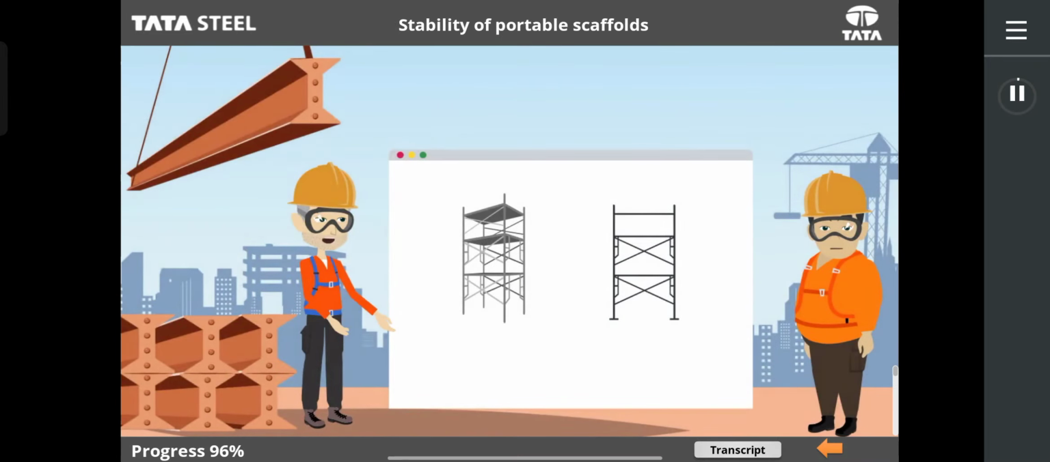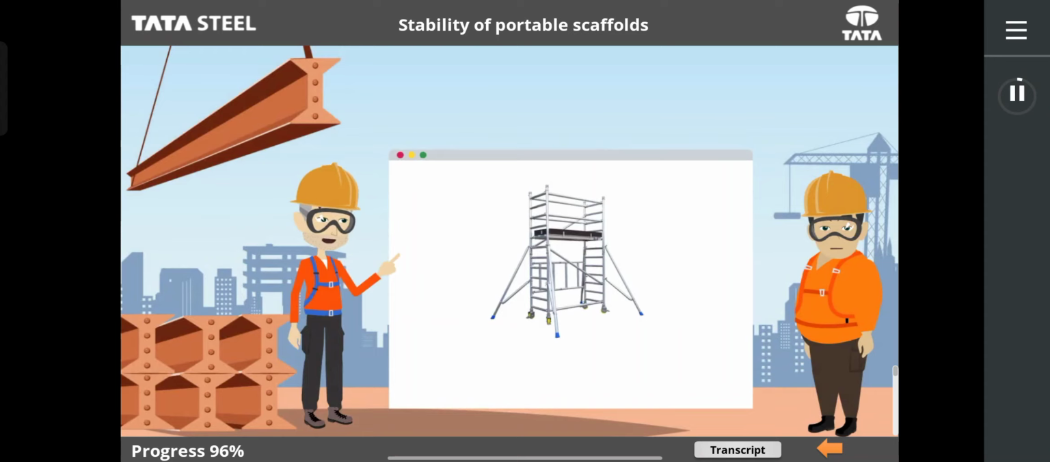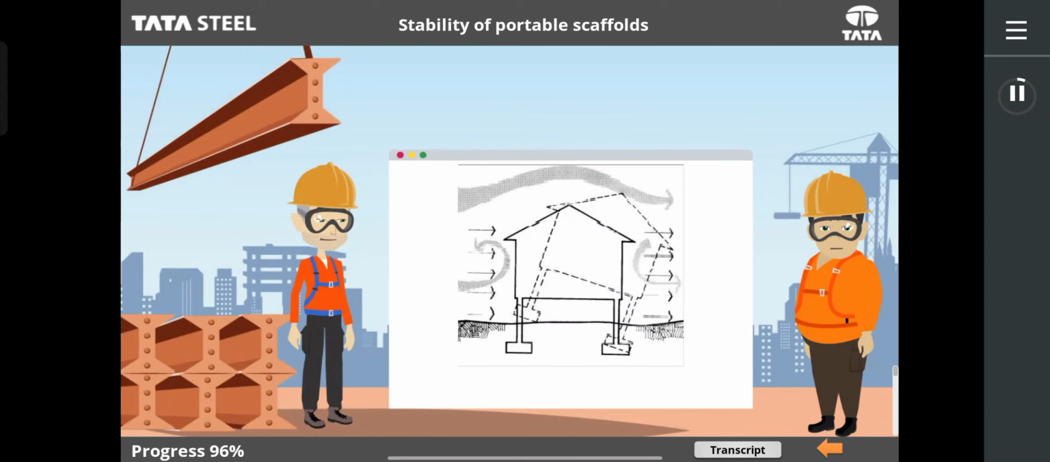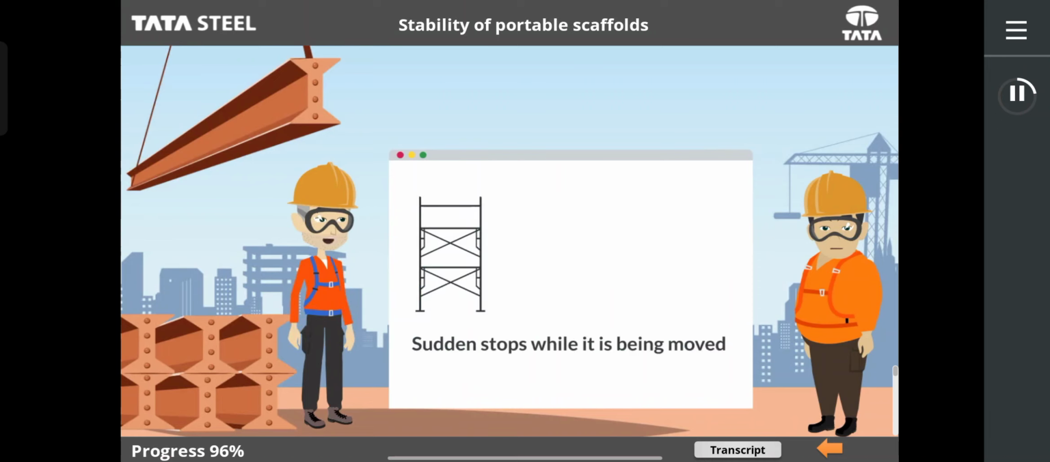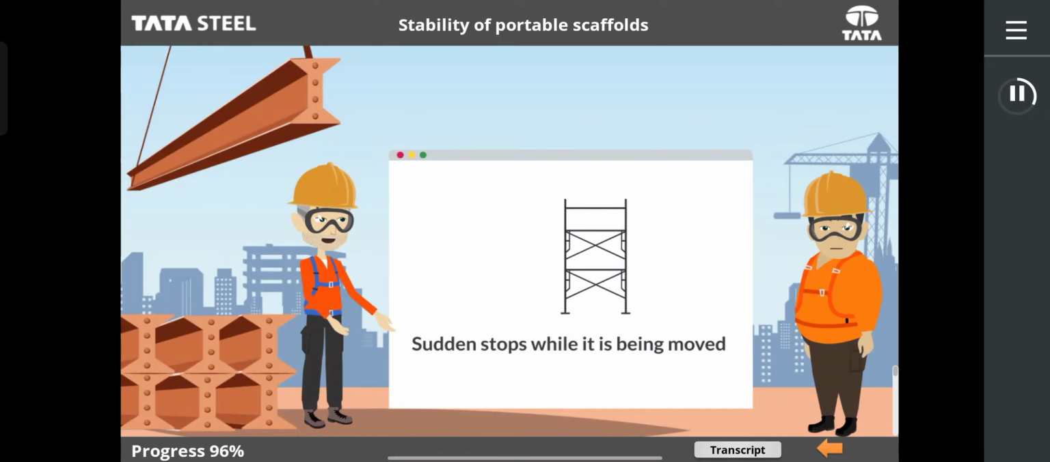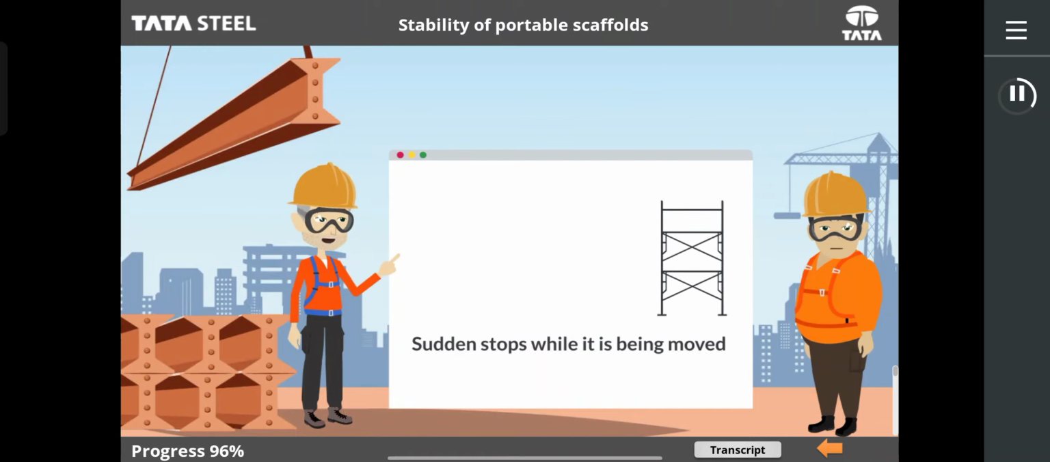All freestanding scaffolds, whether mobile or static, need to be stabilized against overturning forces. Mobile scaffolds in particular are prone to tip over during use for a variety of reasons. The mobile scaffolds can tip over when there are sudden stops while it is being moved. This is a key reason why they must not be ridden while being moved.